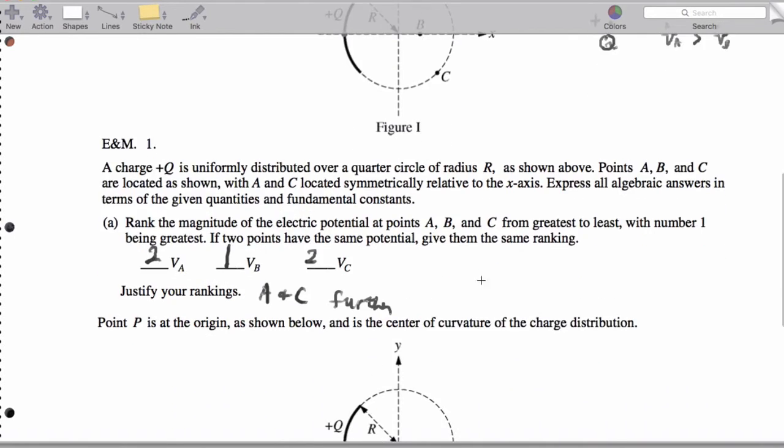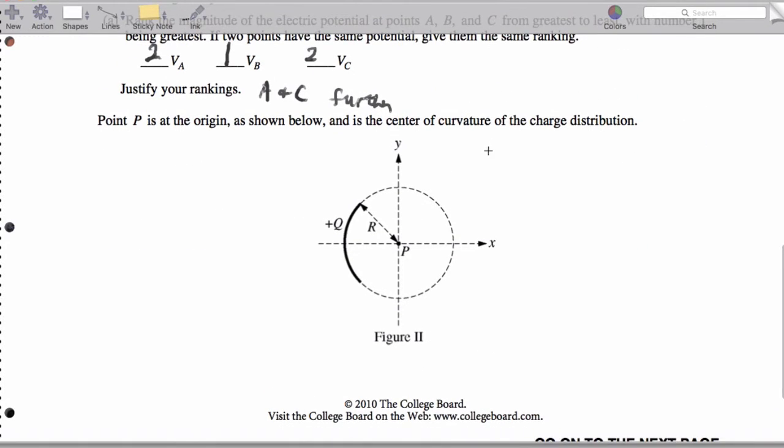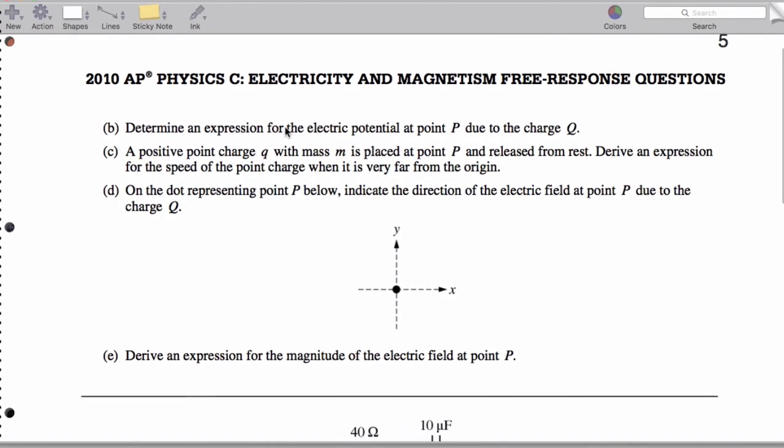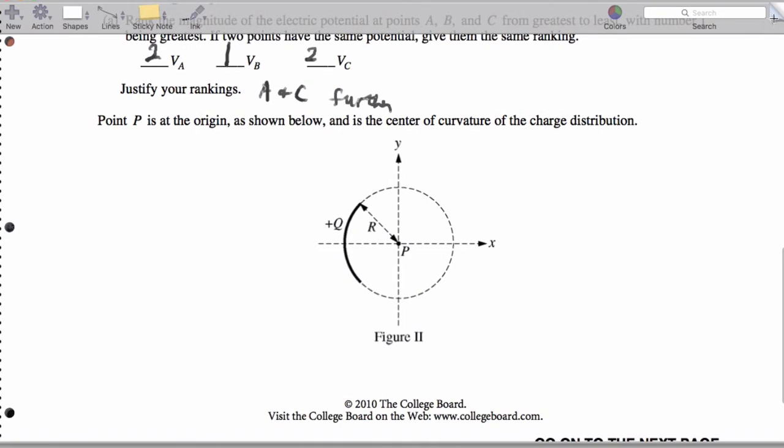Now it says here P is at the origin as shown below, and we have the center of curvature of the charge distribution. So it's kind of like a chunk of a circle. We want to know the electric potential at point P due to the charge Q. Let's go back and calculate that.